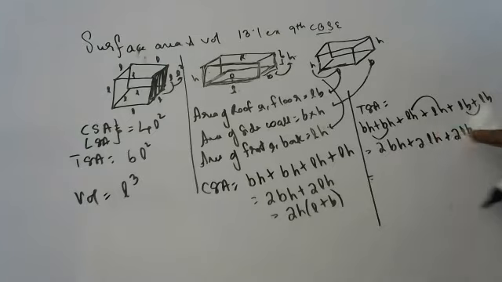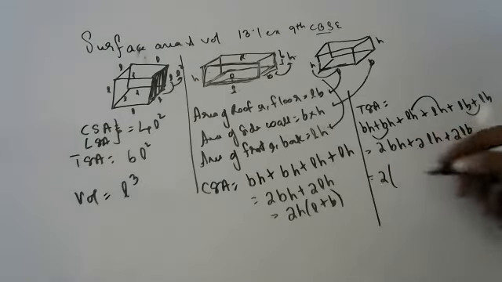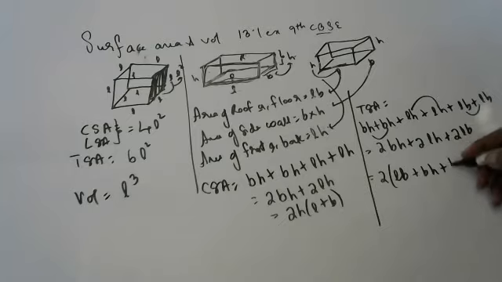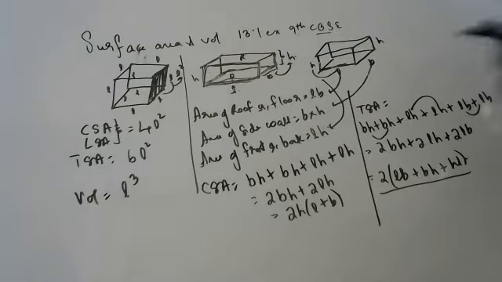So what is common in all of them? 2 into (LB plus BH plus HL). This is TSA. TSA means four walls, up and down. Okay, children. And last one, children.